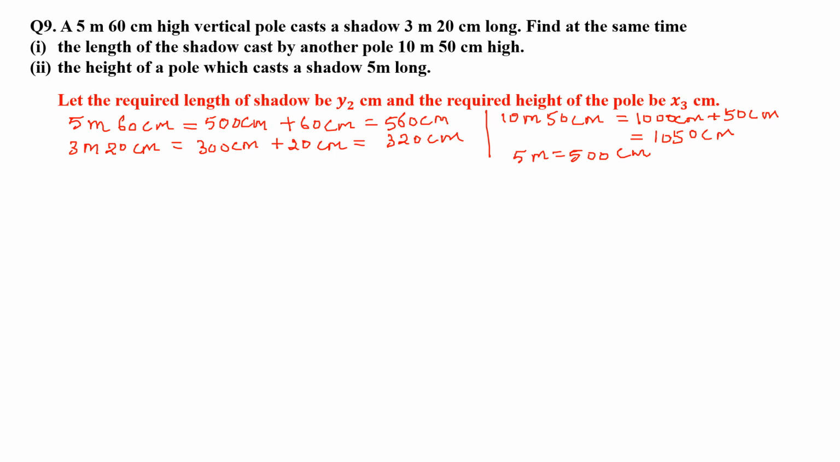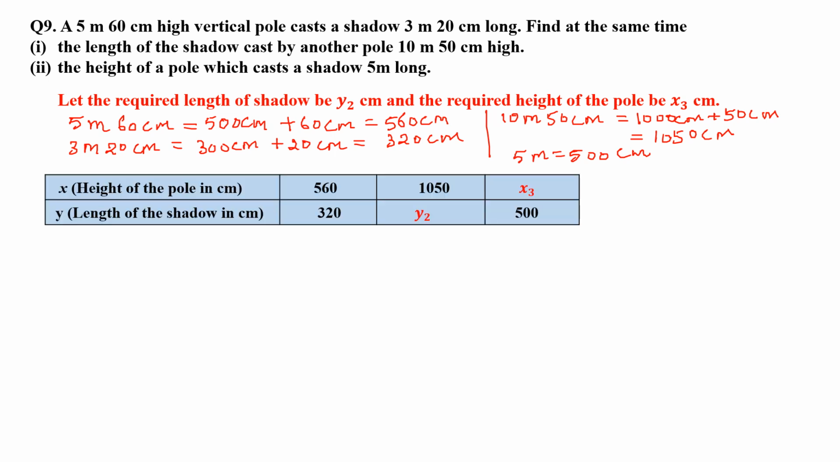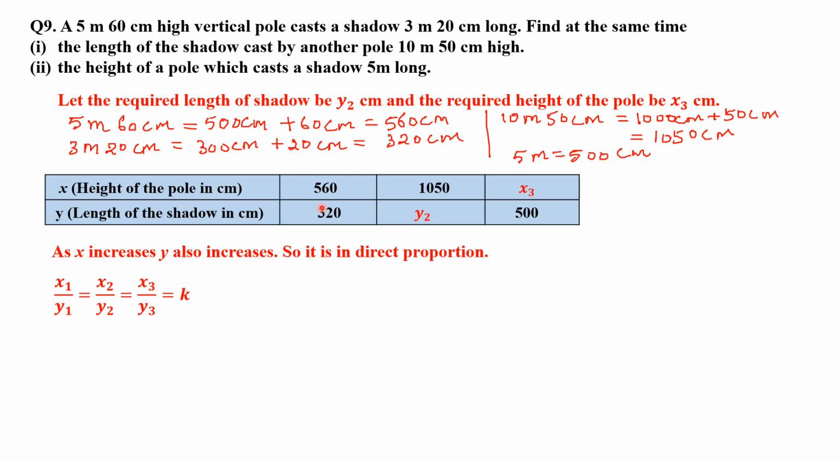Now I'm going to write everything in the table form. And you can see from here, if height of the pole we will increase, so length of the shadow will also increase accordingly. So from here I can say again this is a case of direct proportion, because as x increases y also increases. So it is in direct proportion, and in direct proportion the ratio will be constant. So from here I can write x1 by y1 equal to x2 by y2 equal to x3 by y3 is equal to constant k. Now I am going to solve it. So first I will solve for the first case, and then I will solve for the second case.